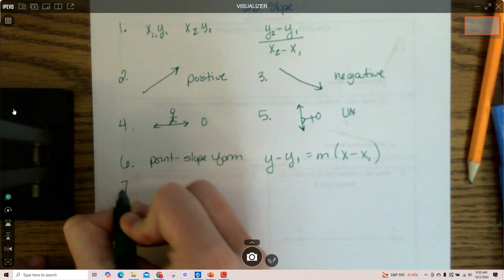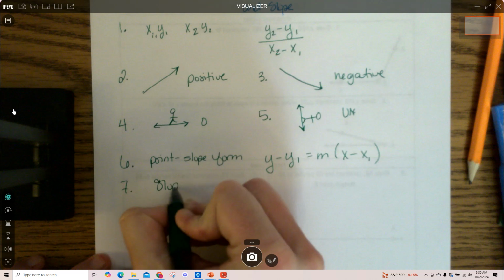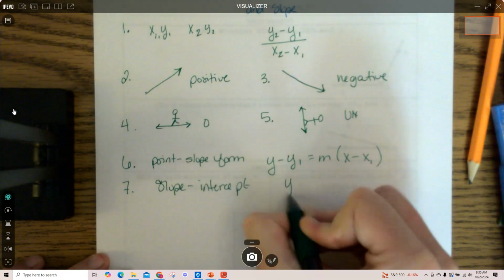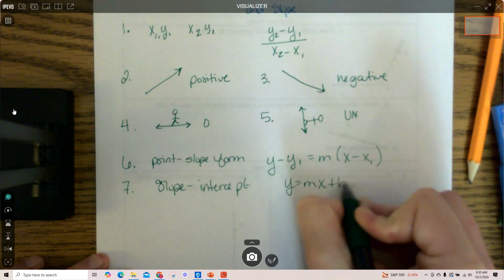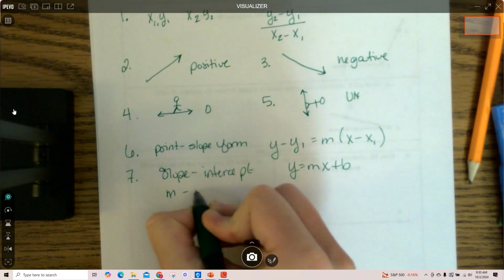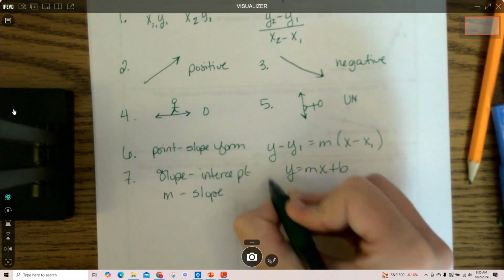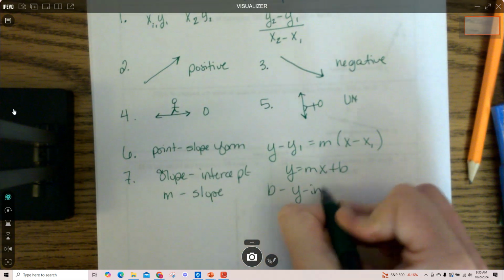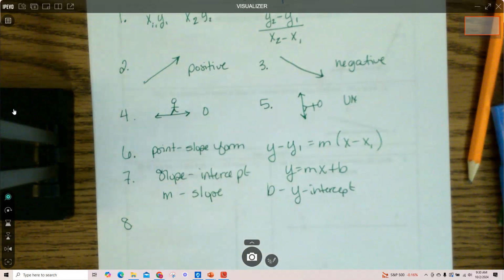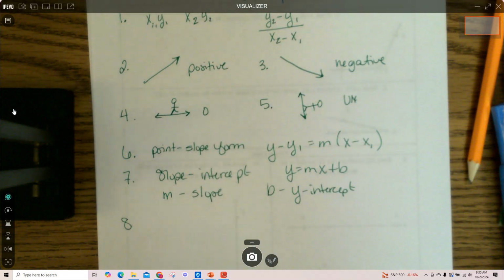All right, number 7. The slope intercept form of an equation of a line is blank. Okay, so slope intercept is y equals mx plus b, where m represents the blank and b represents the blank. M is the slope, b is the y-intercept. Oh, this is so much easier than what we've been doing. Okay. Number 8.